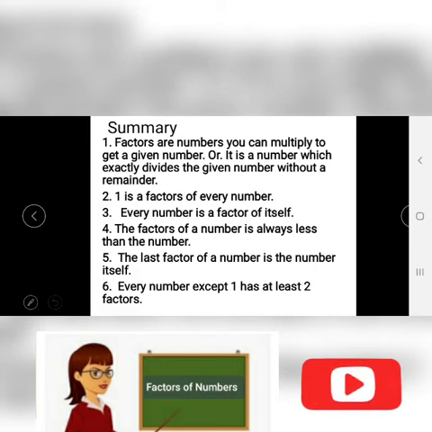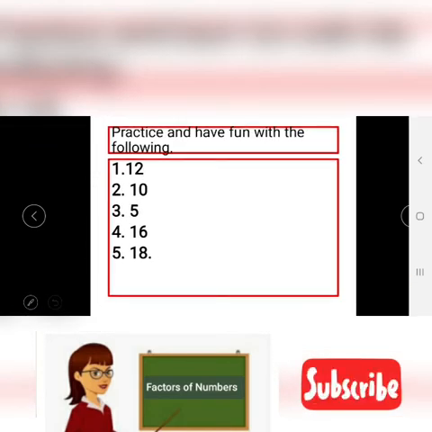One, 1 is a factor of every number. Two, 1 is a factor of every number. Three, every number is a factor of itself, and it goes to the last number. It comes at the last place. The factors of a number are always less than or equal to the number. The last factor of a number is the number itself. Every number except 1 has at least 2 factors. Okay.